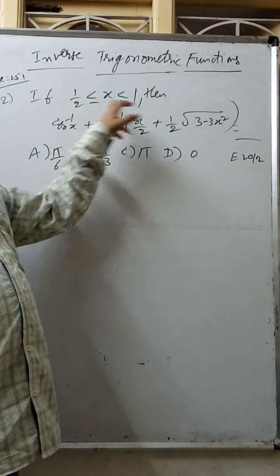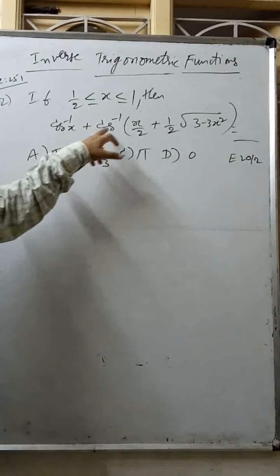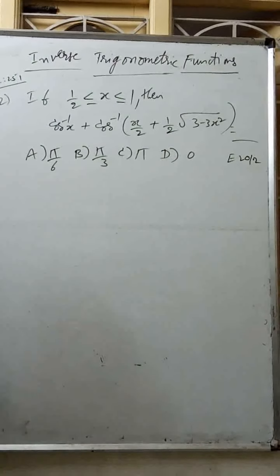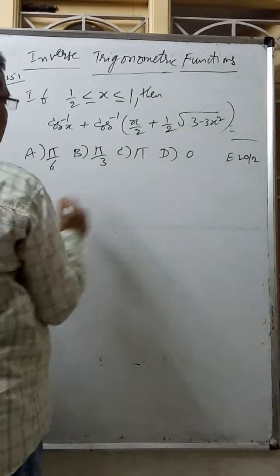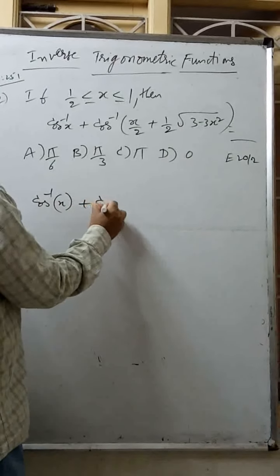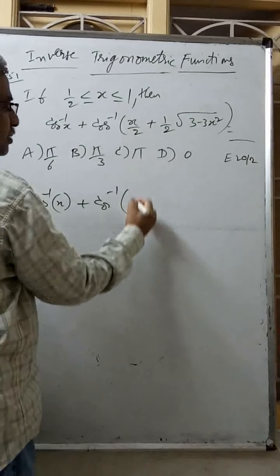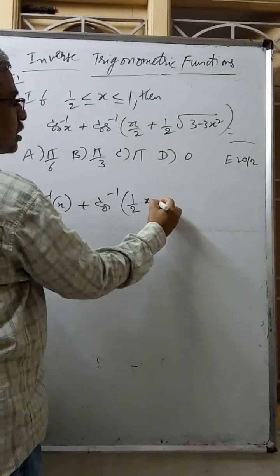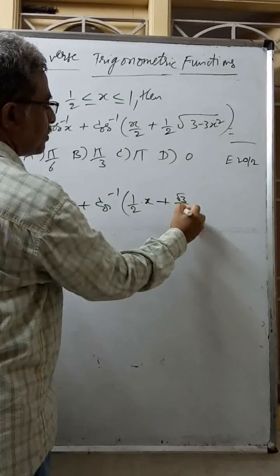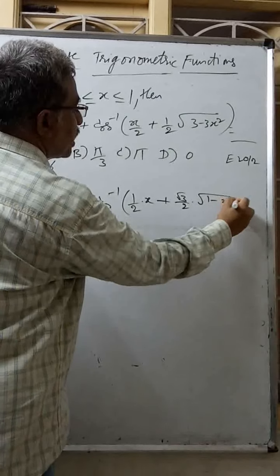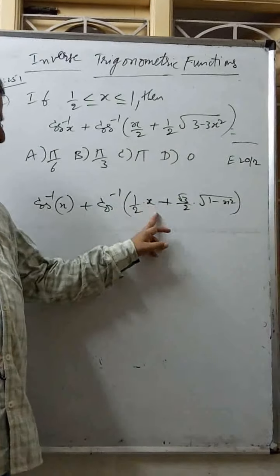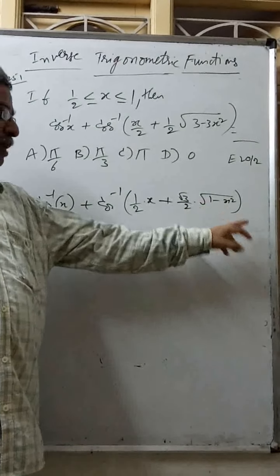Next: x lies between 1 by 2 to 1. Then cos inverse x plus cos inverse of x by 2 plus 1 by 2 into root of 3 minus x square. If I take root 3 common from here, then you will get an idea of that. Cos inverse x plus cos inverse of x by 2, I can write as 1 by 2 into x. And this, if I take root 3 common, comes out as root 3 by 2 into root of 1 minus x square. Now this is in the form of cos inverse of xy plus root of 1 minus x square form.